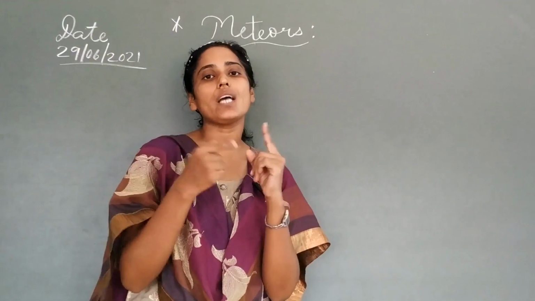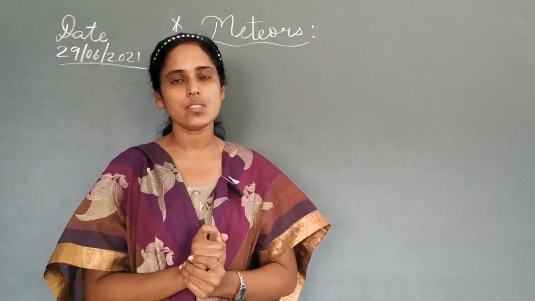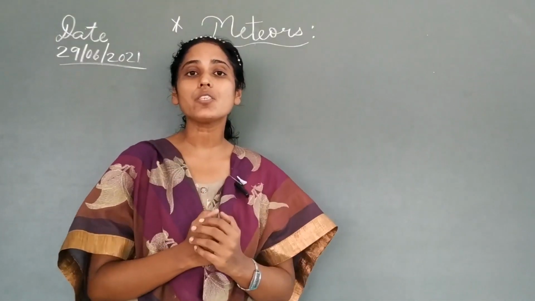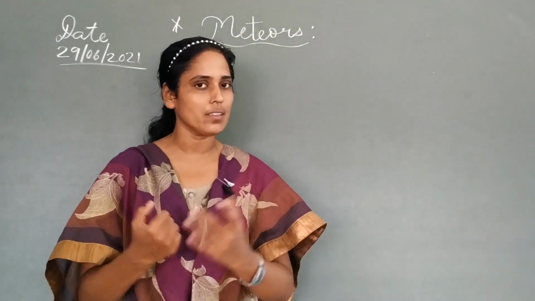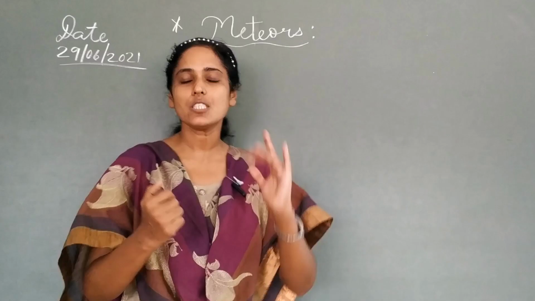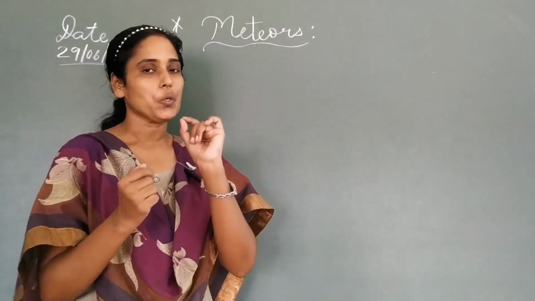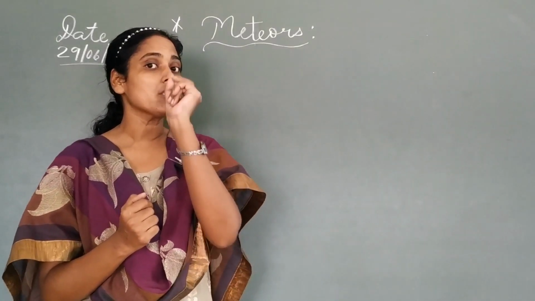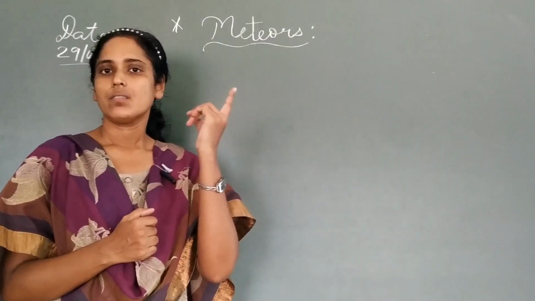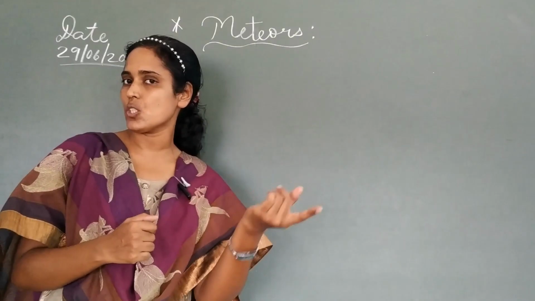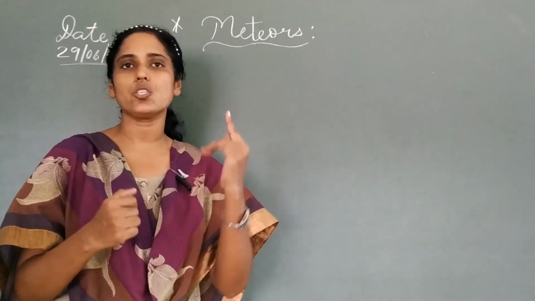When we drew the basic figure of the solar system in our notebooks, students, I think we drew it very neatly. So when you drew that in your notebook, you must have seen the labeled meteors there. So today we will study what is a meteor. Eight planets we studied in the previous topic. Now we will start with the meteors.